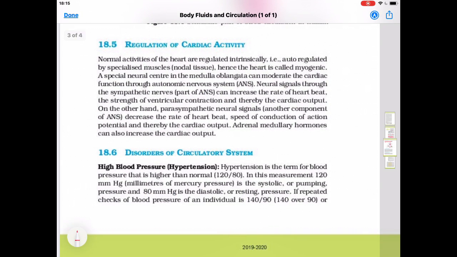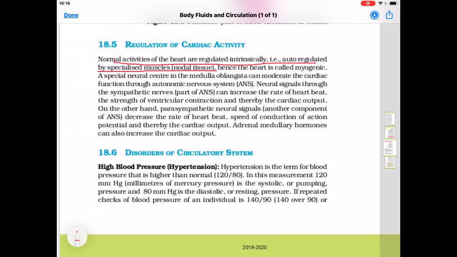Normal activities of the heart are regulated intrinsically, that is auto-regulated by specialized muscles called nodal tissue. Hence the heart is called myogenic. So in the heart, nodal tissue is present that we have already discussed: SAN, AVN, bundles. They are auto-regulated, that is, no external stimulus is required for the starting of the impulse. Therefore, the heart is called myogenic. That is, the heart is under the control of nodal tissues or specialized muscles.